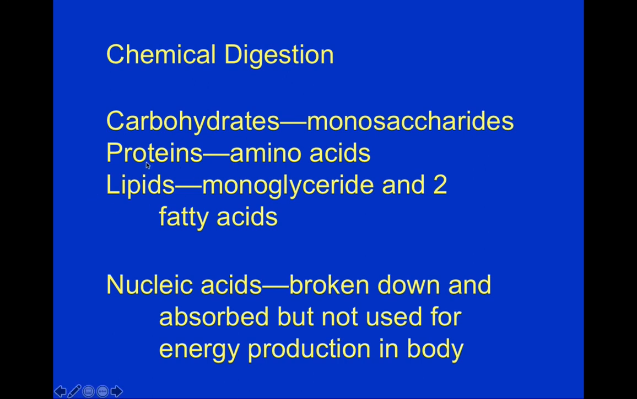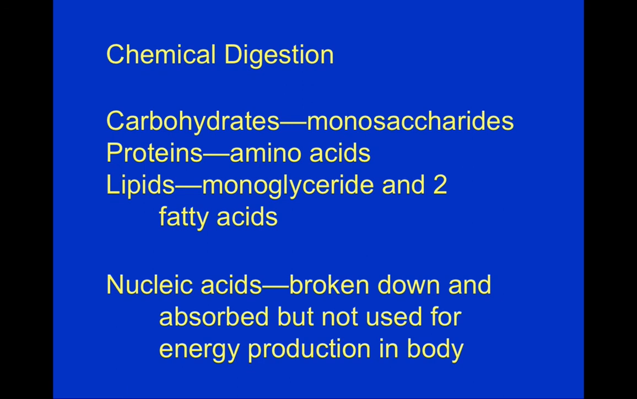The polymeric structure of lipids included a glycerol backbone and fatty acid chains. So we're left with a monoglyceride and 2 individual fatty acids that can eventually either be broken down or reused depending on what our body's needs are. Nucleic acid was the 4th group of macromolecules that our body uses. However, we do not use nucleic acids for energy, so we're not going to discuss their breakdown much further.